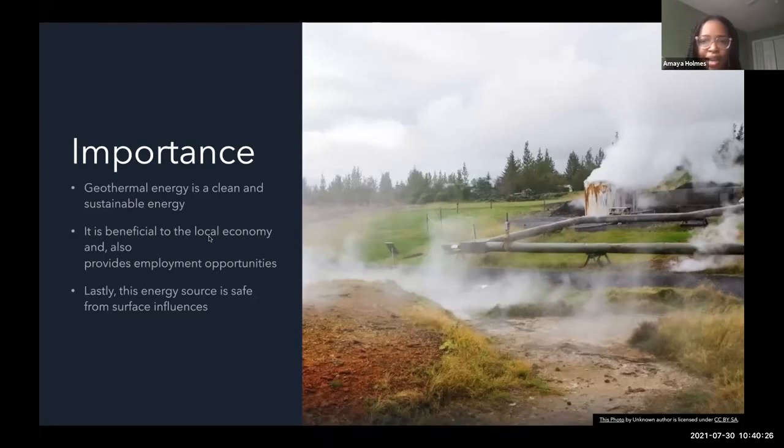Also, they require very little land. They use about 1 to 8 acres per megawatt, while something like a nuclear plant ranges from 5 to 10 acres per megawatt. It's beneficial to the local economy and also provides employment opportunities. This is a $1.5 billion per year industry, and has directly and indirectly provided between 12 and 27,000 jobs. Lastly, this energy source is safe from surface influences. Louisiana is in a region that experiences a lot of hurricanes. Since geothermal energy comes from the ground, this energy source can't be wiped out by a hurricane and other elements of that sort.